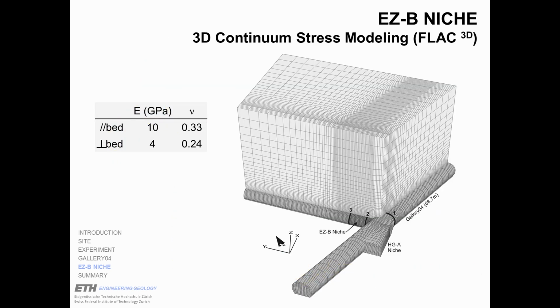We now compare this macroscopic damage and also the change in seismic velocity with stresses calculated with a very simple continuum model. This model only looks into the elastic deformation, but we have a model which assumes isotropic conditions, and we have a model which assumes transversely anisotropic elastic conditions of the matrix. And in this 3D model, Gallery 04 has initially been excavated, then what is called the HGA niche, and then our EZB niche in different steps.